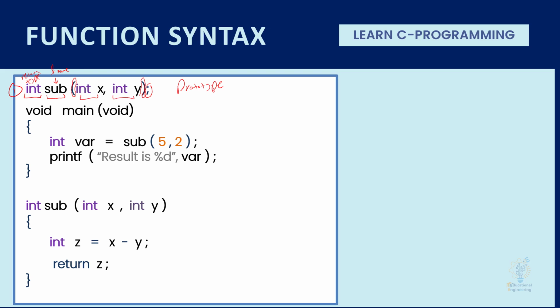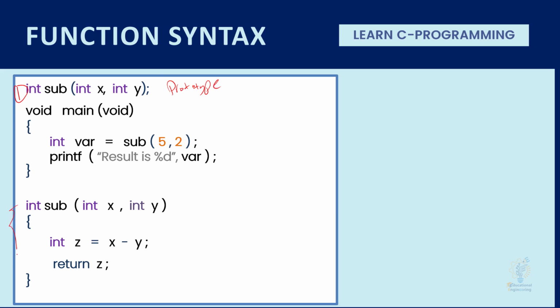Now it can take more than two inputs depending on our program and our code, but you need to make sure that you have a comma between each of these inputs, and you have the type and the name for each of these inputs. So we have the data type for the first input, integer, and the name is x, a comma, then the data type of the second input is integer, and its name is y. And this is the first thing that we have, it's called the prototype, as we already mentioned.